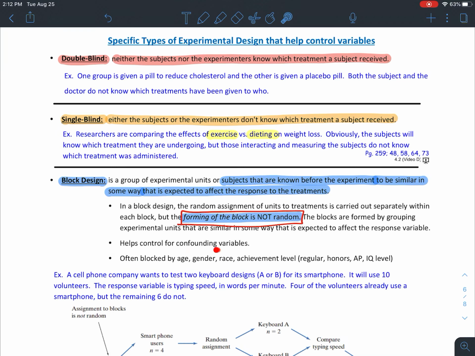Now, what this is going to do for you, and you'll see this in action here in a minute, is it's going to help us control for those confounding variables, those outer things that are influencing the response variable that we don't want to impact. So here are some different variables that experiments are often blocked by. We can block by age, by gender, race, achievement level, okay?